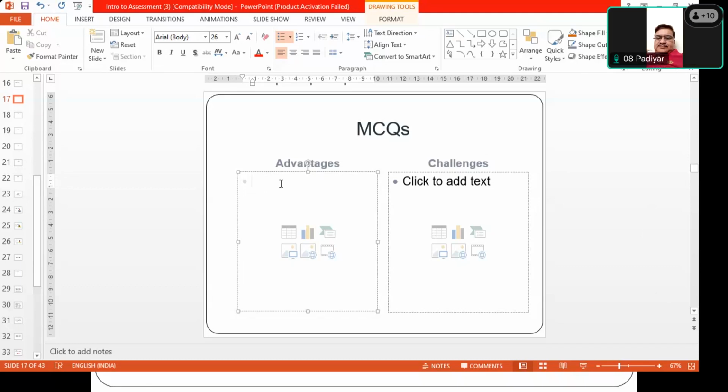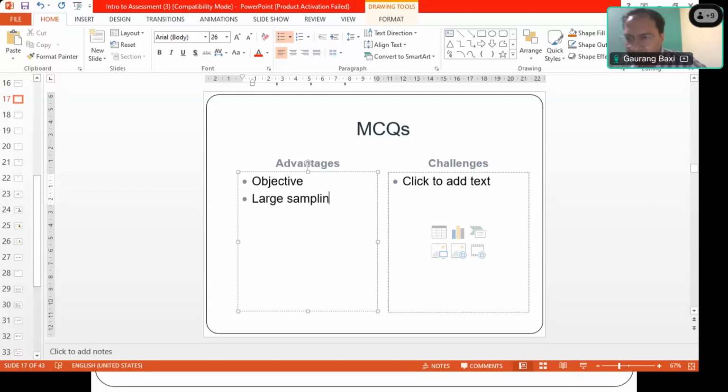As the name itself says, it is more objective. Okay, MCQs are objective. What else? Sir, we can cover larger topics. Large sampling, a larger area of the curriculum can be covered. What else? Only a person having in-depth knowledge can answer the question.